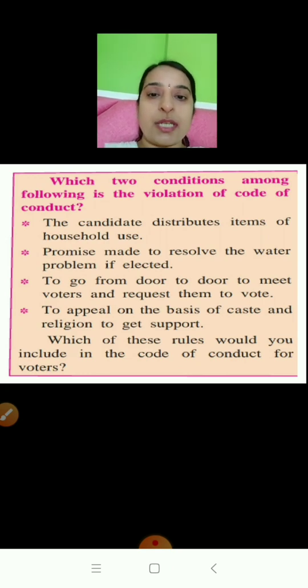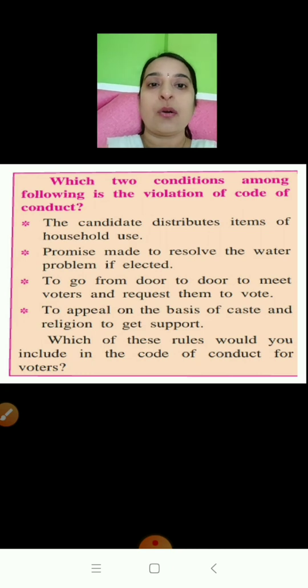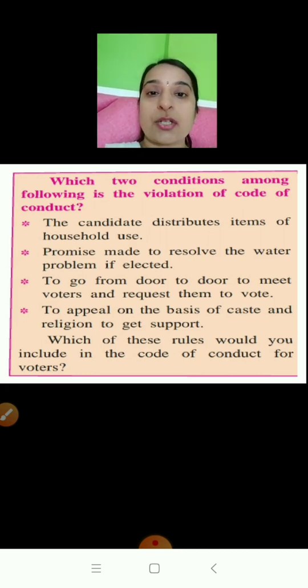Now children, from these four things which are listed here, which according to you the political parties are not supposed to do? What according to you are they not supposed to do, meaning they are not following the code of conduct?